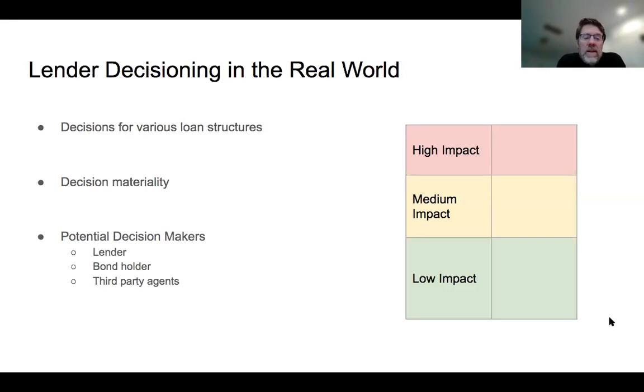And then who can make decisions around lending? The lender can make a decision if it's a loan, the bondholder, but here, as we'll talk in the securitization, the bondholder is typically a diversified set of institutions. So it's not one bondholder. You're going to have a vote across a diverse group, or you could have some type of third-party agents, or you could have some mix across these different ones.